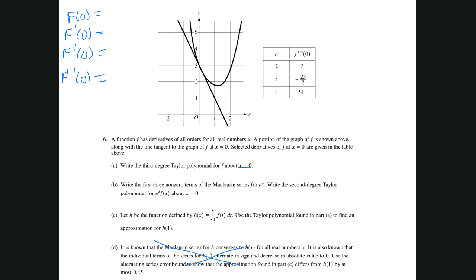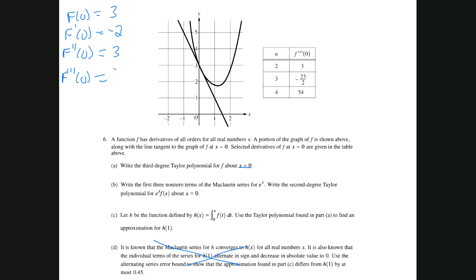So f of 0, what is f of 0 in this problem? Yep. What is f prime of 0? Negative 2. Right, because you've got the tangent line there, so they gave us enough information. How about f double prime of 0? 3. Yep, and that's why they gave us this table. And f triple prime of 0? Negative 23 over 2. All right.